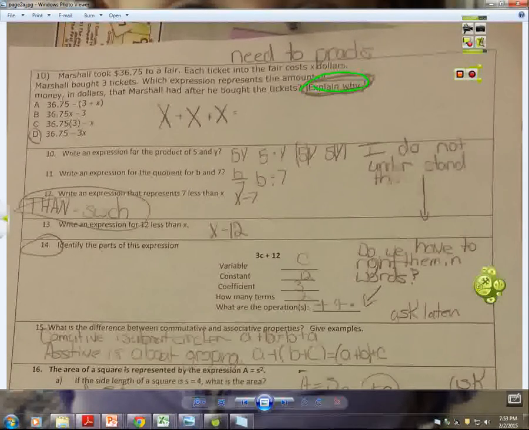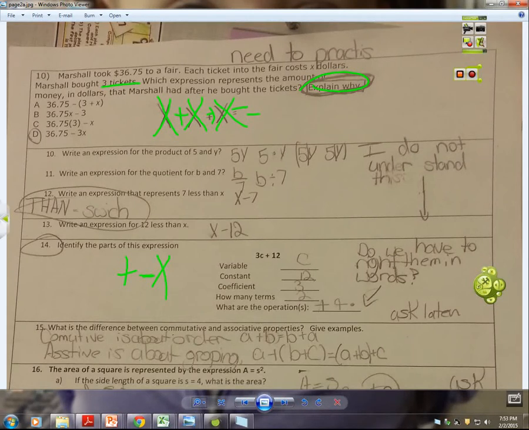So the tickets equal X. Each ticket to the fair costs X dollars. He bought 3 tickets. So X plus X plus X. So that would be D. Next.